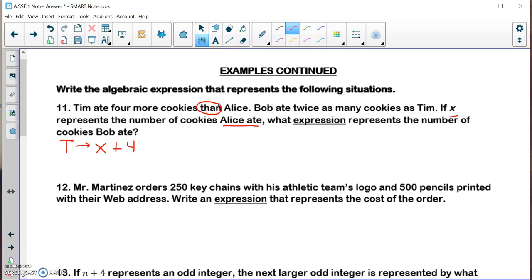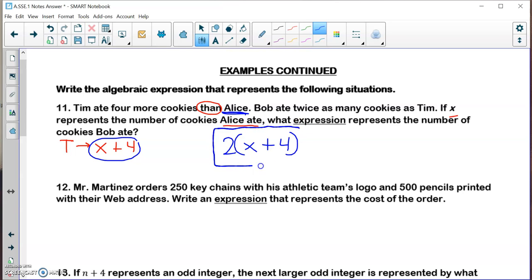And Bob ate twice as many cookies as Tim ate. So we want to write the expression that represents the number of cookies that Bob ate. So Bob ate twice the number of cookies that Tim ate, 2 times this, which is what Tim ate. I cannot write it as 2x plus 4, because that would just be multiplying the 2 times how many cookies Alice ate and then adding 4. I need to multiply the 2 by all the cookies Tim ate, which is that whole x plus 4, so I need that all in parentheses. This is how many cookies Bob ate.